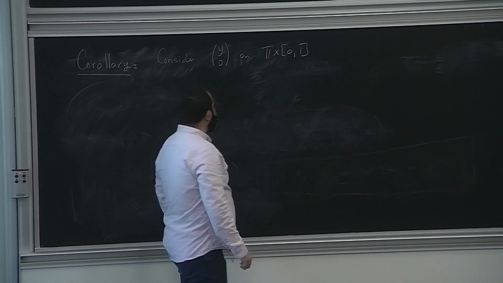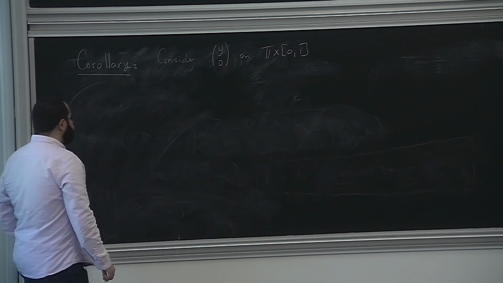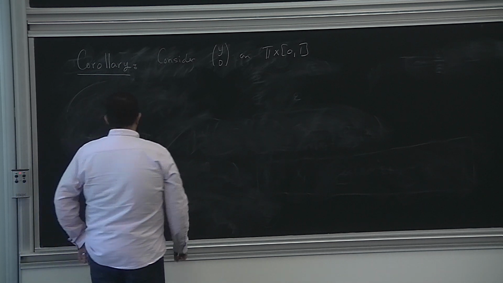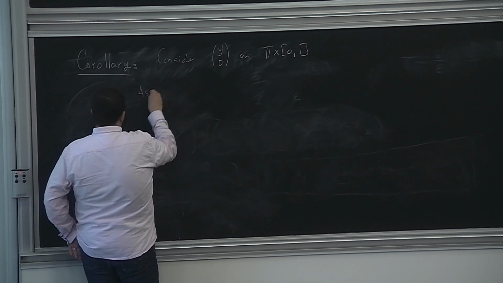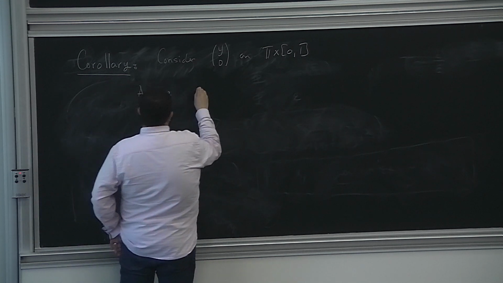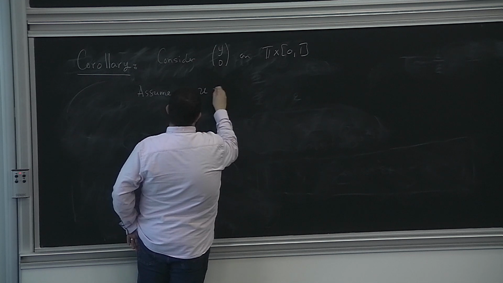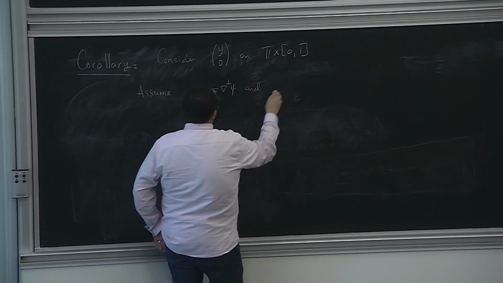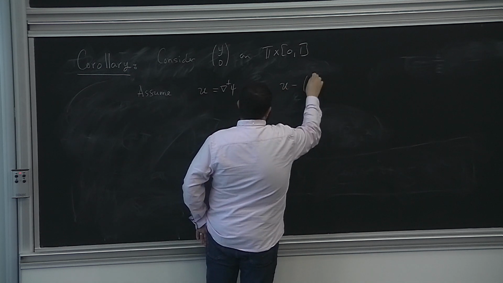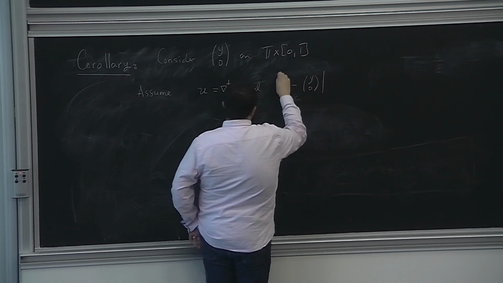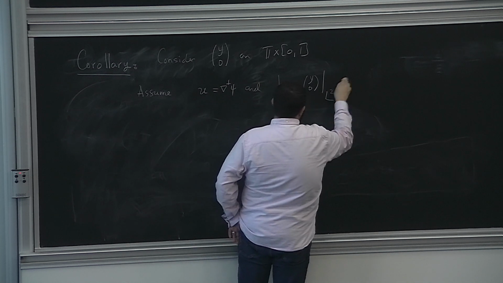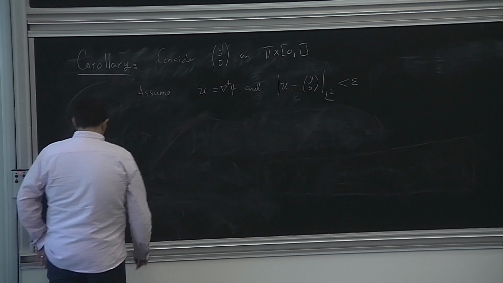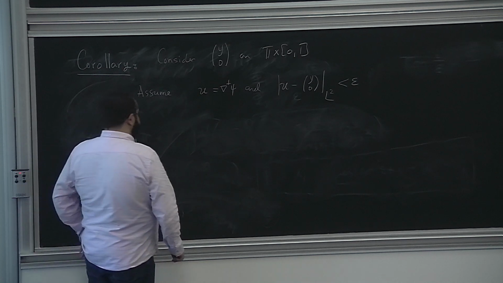So consider the Couette flow on T cross (0,1). And assume U is Hamiltonian and U minus Y0 in L2 is less than epsilon. Then you get the following global control on the flow.